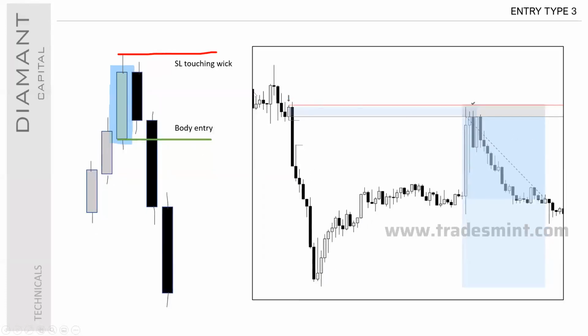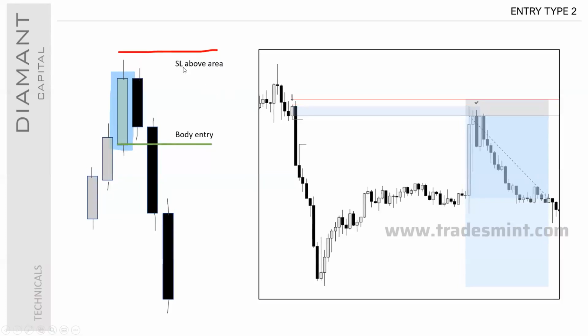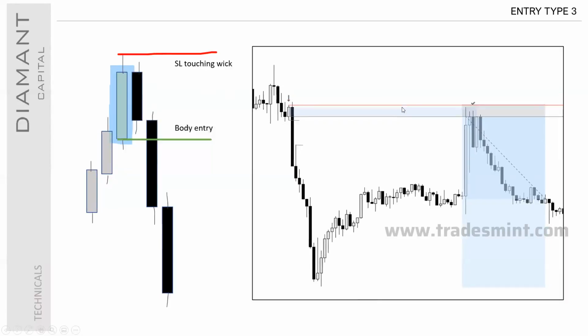The third type, I would say, is body as well, with stop loss just touching the wick. Now, this is a bit more risky, but it's up to you. How risk averse are you? Personally, I would go for a stop loss above the area. Especially if you're on funded accounts, you're trading other people's money, or even your own money, and it's a large amount of capital. Why would you want to add that extra risk, maybe just for an extra percentage that you can gain on the trade?